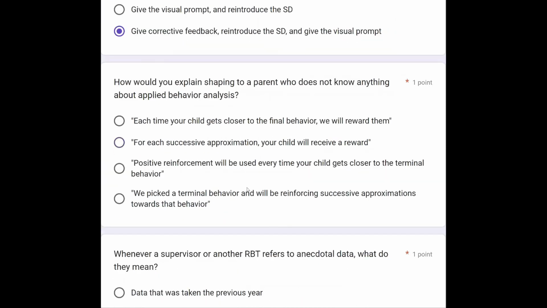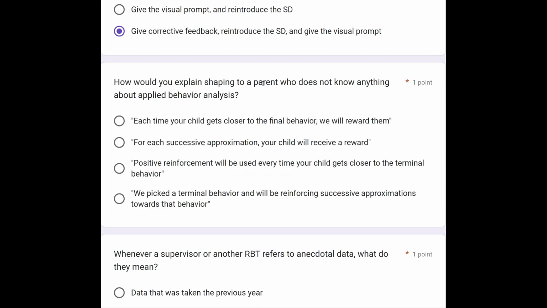How would you explain shaping to a parent who does not know anything about applied behavior analysis? And this is meeting our guideline for not using jargon and not using technical language. You need to get good at explaining ABA terms in very common, understandable language where anybody listening can understand what you're talking about. In this case, we want to explain shaping. So you have to explain it to someone who knows nothing about applied behavior analysis, meaning we're going to avoid technical terms and jargon that only we understand.